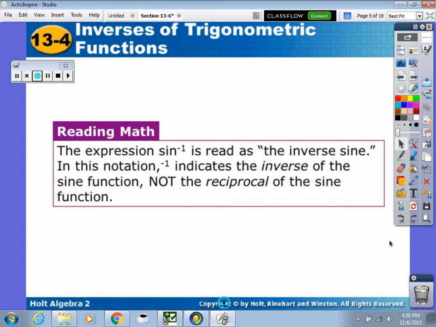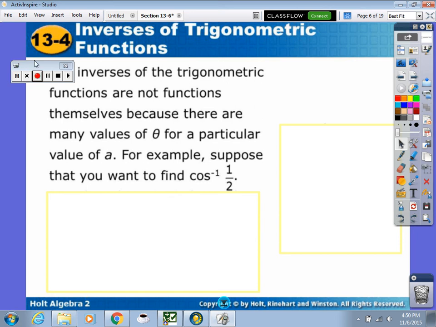When we read this, it's read as the inverse of sine, or the inverse sine. It does not mean that we are talking about the reciprocal of the sine function. If you remember, the reciprocal of the sine function is cosecant. The inverses of the trigonometric functions are not functions on their own because there are so many different values of theta for a particular value of a.